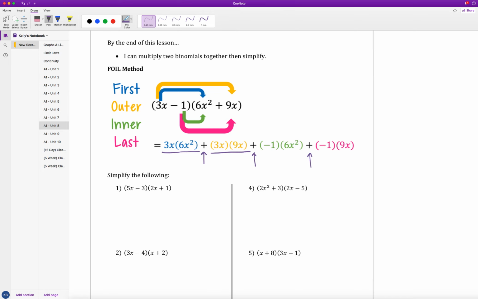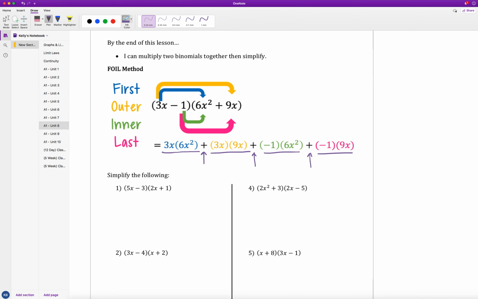My inner terms are the two terms that are closest to each other. So that would be the -1 times the 6x squared. And then my last terms is the last term on each binomial, so the -1 times the 9x. From here, we would simplify each one of those by using our properties of exponents and then combine any like terms if we can. For this example, though, I wanted to show it completely unsimplified, just where we're multiplying the two, so we can see that we end up with 4 terms.